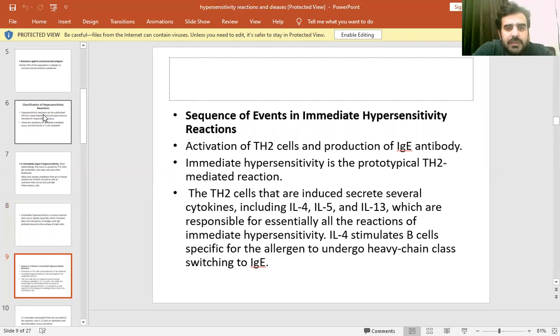Immediate hypersensitivity is the prototypical helper T cell 2 mediated reaction. The induction of helper T2 cells by the antigenic exposure will cause the secretion of several cytokines, including interleukin 4, 5, and 13. They are responsible for essentially all the reactions occurring in this response. Now let's discuss a few of them. Interleukin 4 stimulates B cells specific for the allergen to undergo heavy chain class switching to IgE, meaning the production of IgE antibody.